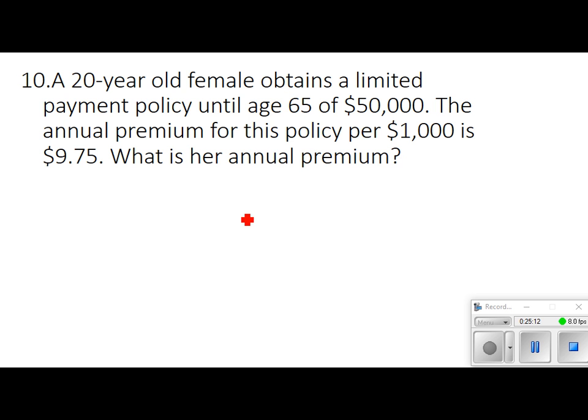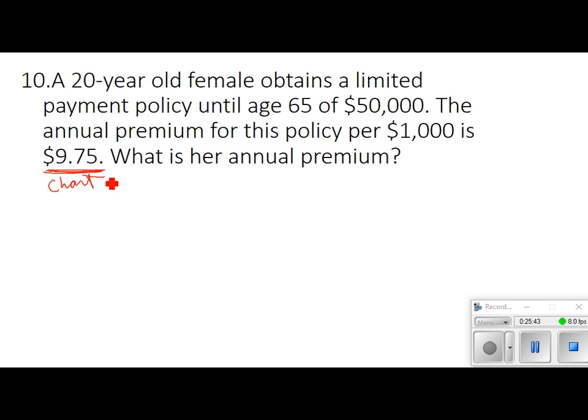A 20-year-old female obtains a limited payment policy until age 65 of $50,000. The annual premium for this policy per $1,000 is $9.75. What is her annual premium? So same idea. They've already told you the number. This number came from the chart that you're going to have to use.